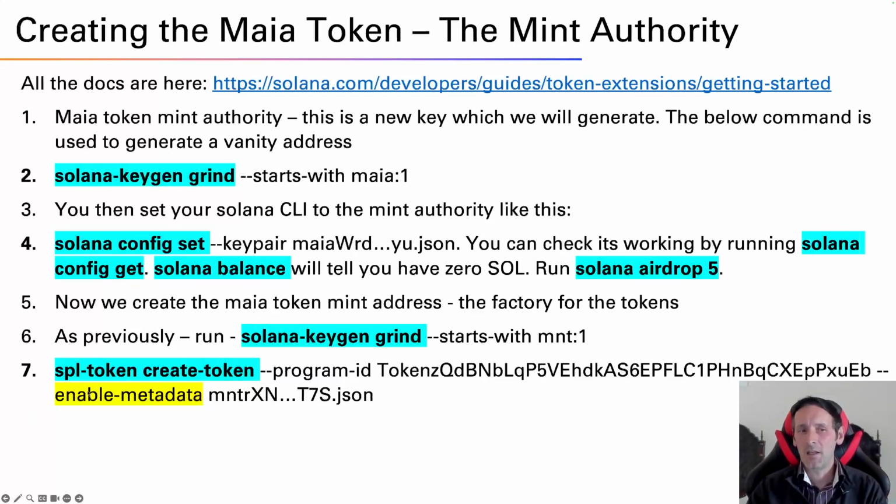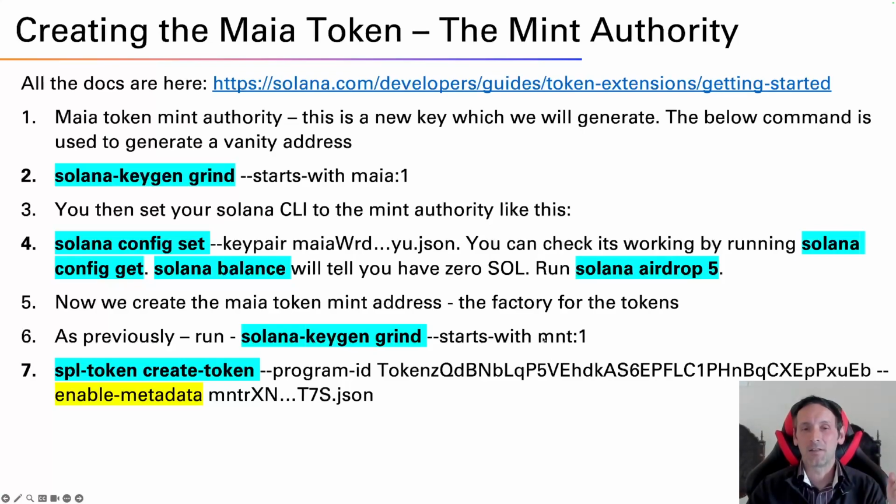So the way you do this is you first create the, same as before, you run the solana-keygen grind, and now I called it to start with MNT, MNT as in mint. So this is going to be the definition of the token, the mint address of the token.